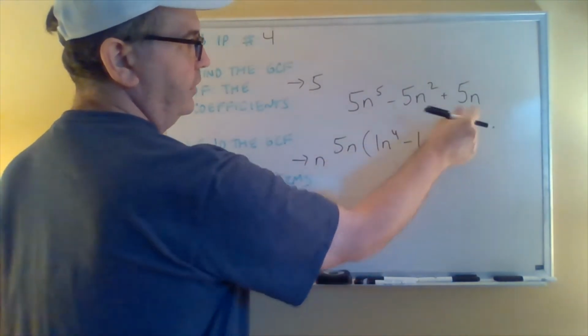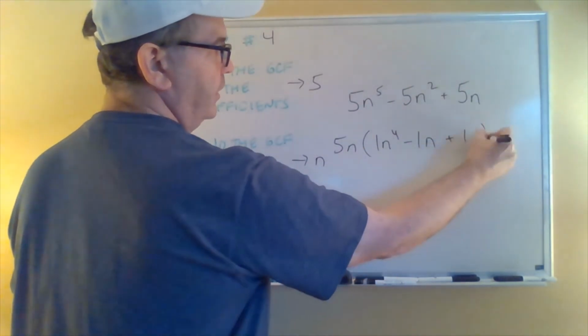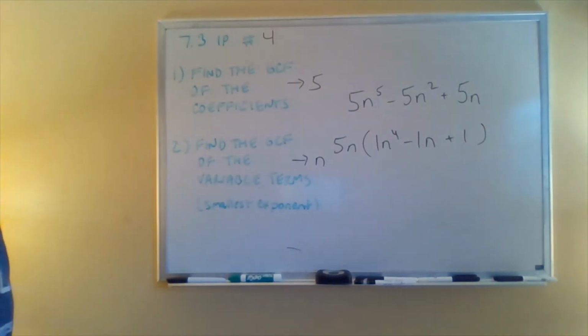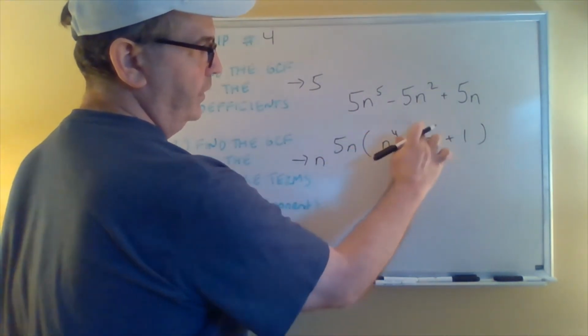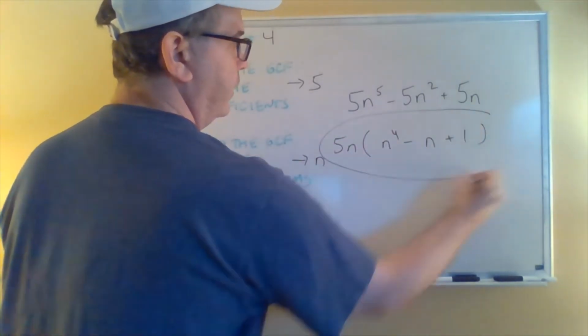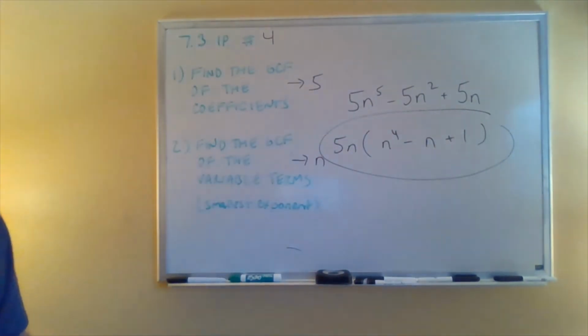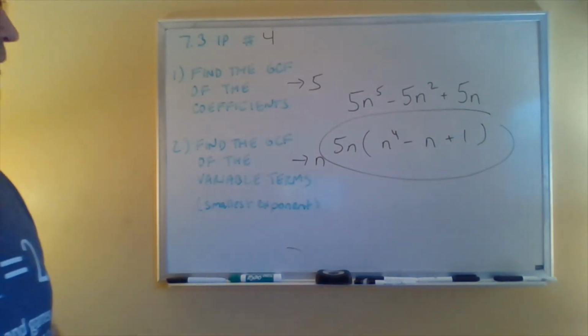And finally, 5n divided by 5n is 1. Okay, so here's my answer. If I have 1 as a coefficient, I can get rid of that. I'm left with, there's my answer, 5n times n to the 4th minus n plus 1.